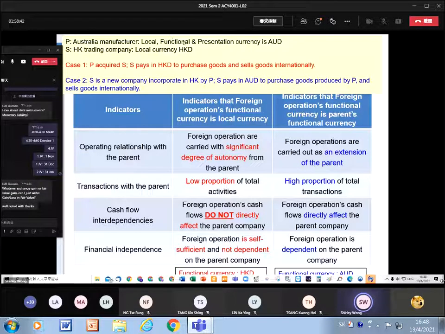Their functional currency, they record in their financial statement using the AUD. Finally, when they present their consolidated financial statement on their website to their users, they also use AUD. So local currency, functional currency, and presentation currency of this parent Australian manufacturer is AUD. And then there is another company called S. S is a Hong Kong trading company because it is located in Hong Kong. Therefore, Hong Kong dollar is local currency. Okay, so understand the background, right?